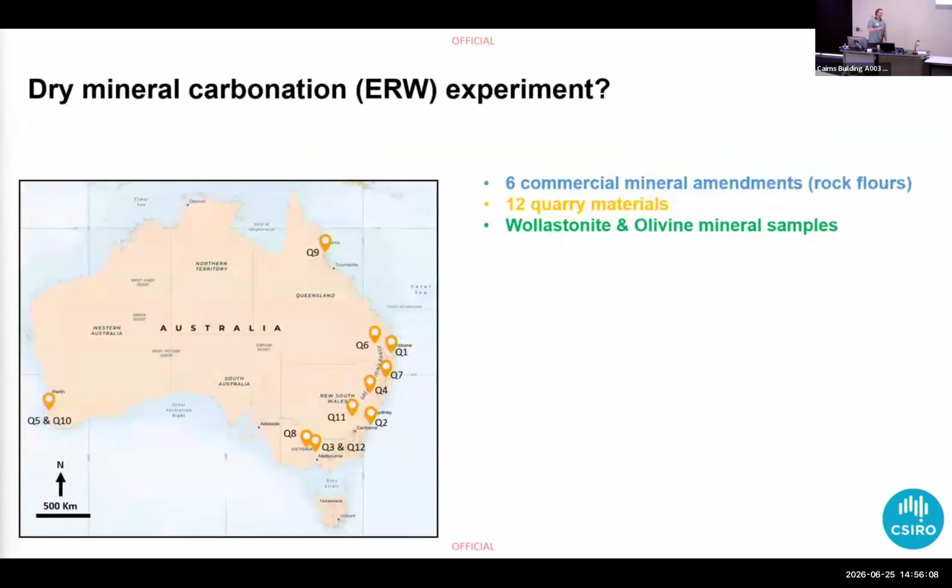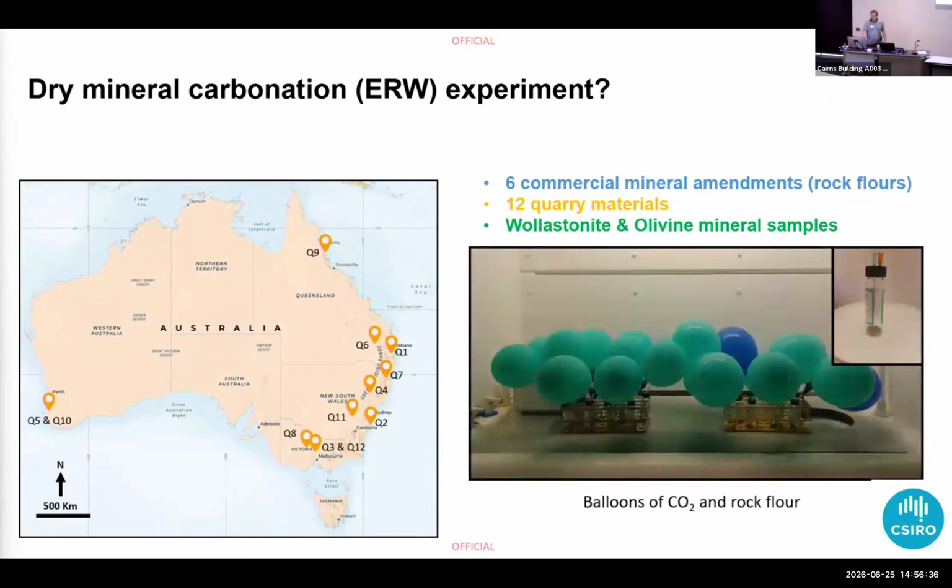So we've been doing some characterization studies about different rock flours in Australia, and alongside it, we ran this experiment to see how these rock flours interact with CO2 without the presence of water. For this experiment, we took 6 commercial mineral amendments off the shelf. We had 12 quarry materials, and we compared them to wollastonite and olivine as our mineral references. And we submerged them in 100% CO2 for 2 weeks to see what happens.